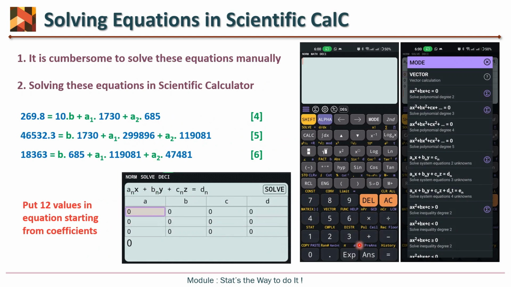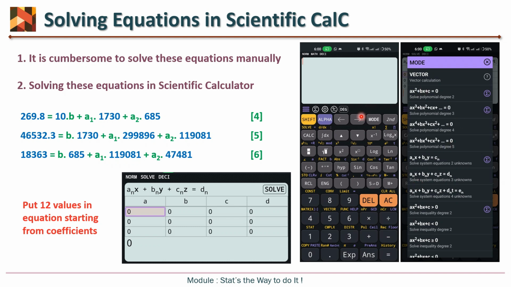Yes, now coming to solving these equations. Solving two simultaneous equations on paper manually is very easy, but it is cumbersome to solve three equations manually. So we will use the scientific calculator for solving these equations. Now look at the cursor. This is the general scientific calculator. You have to go to mode and then equation mode. I have used a mobile app.